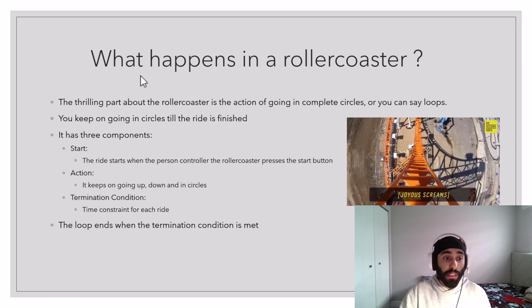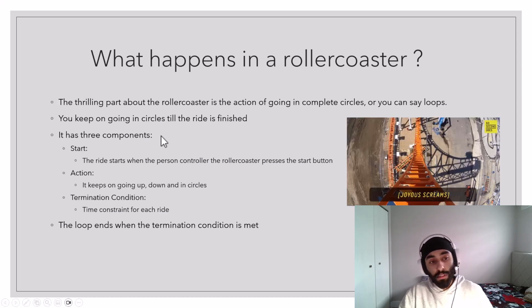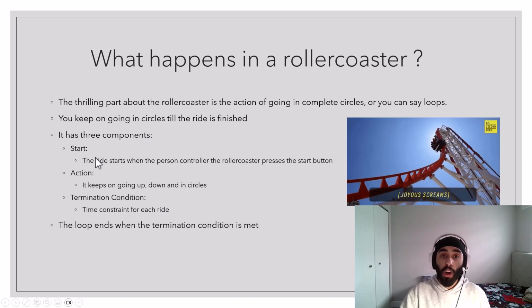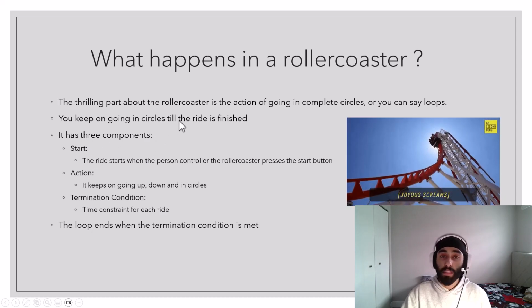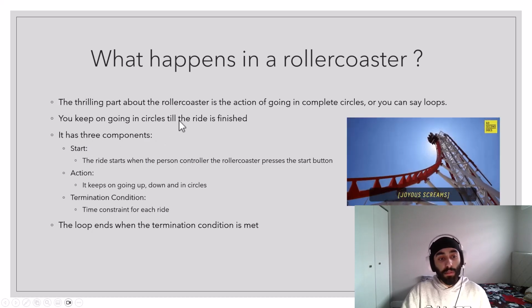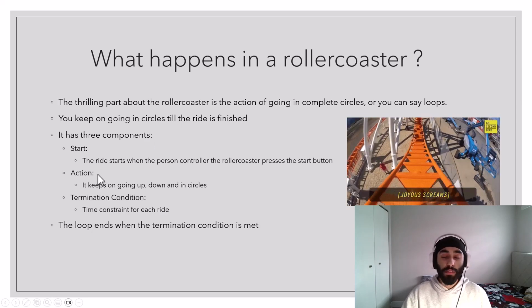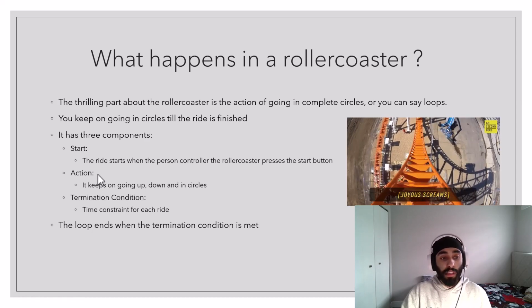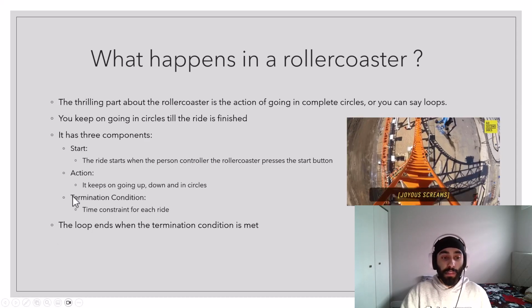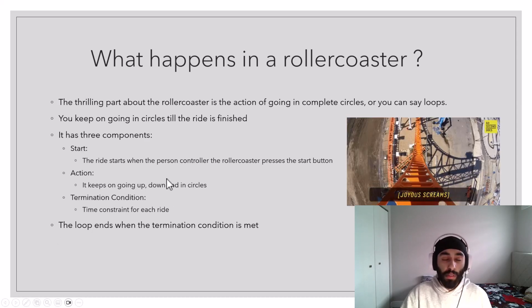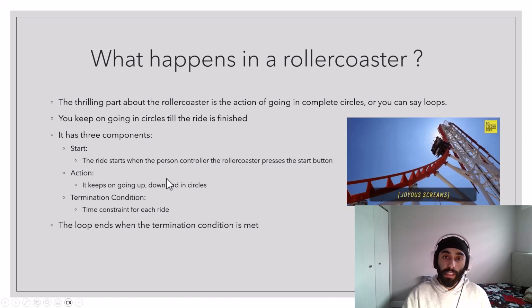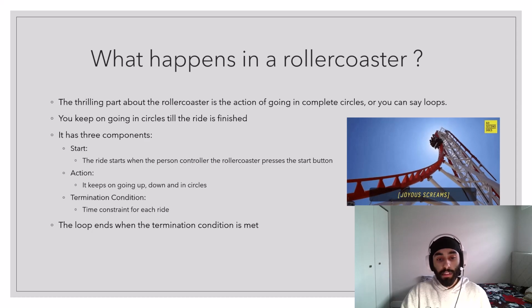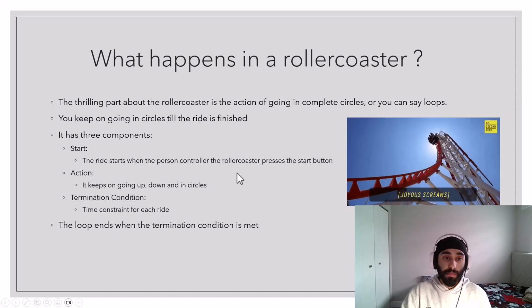And I believe it has 3 components. So the start component occurs when the operator of the roller coaster ride presses the start button. The action on the roller coaster is its action of going up, down and in circles. And the termination condition, which means that the roller coaster ride will terminate once the ride time is met. So the loop ends when the termination condition is met.